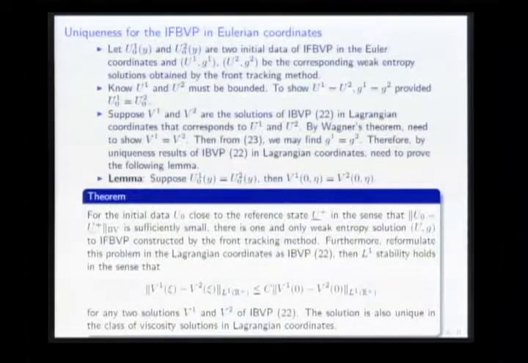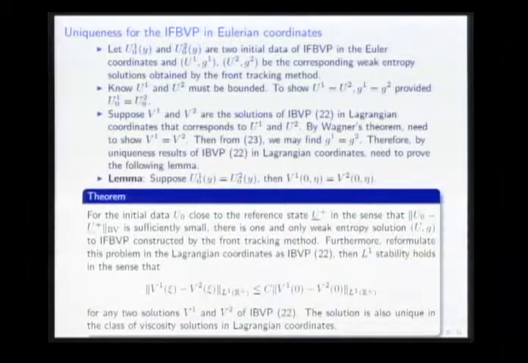So now getting back to the uniqueness for our original problem. So how do we do it? We take two initial data to the initial free boundary value problem in the Euler coordinates, and let U1 and U2 and G1 and G2 be the corresponding weak entropy solutions we obtain from the front tracking method. Now, we know that both U1 and U2 are bounded. So to show that U1 equals U2, we have to show it provided that the initial data are the same.